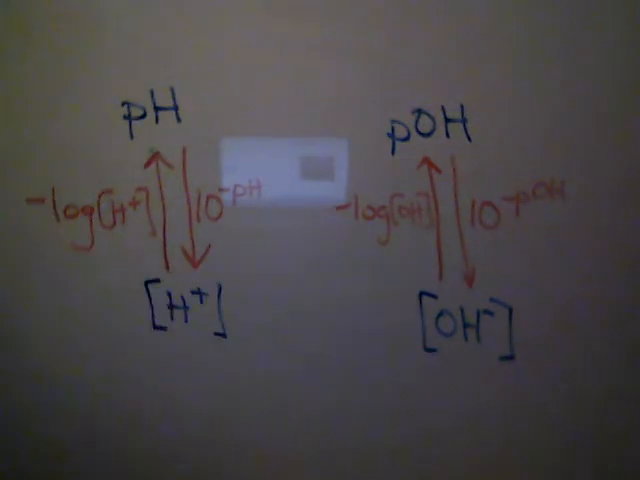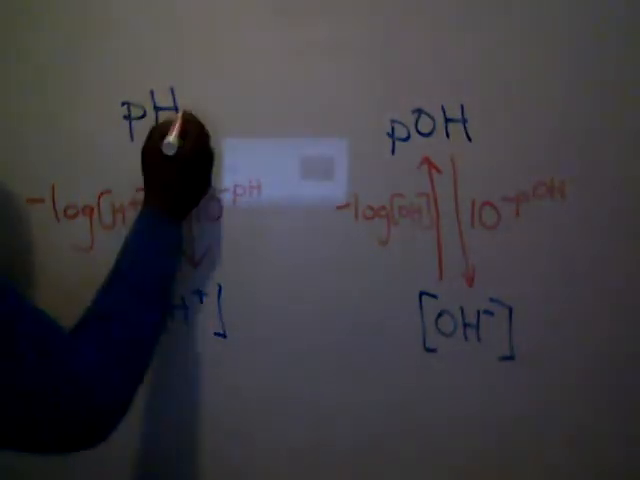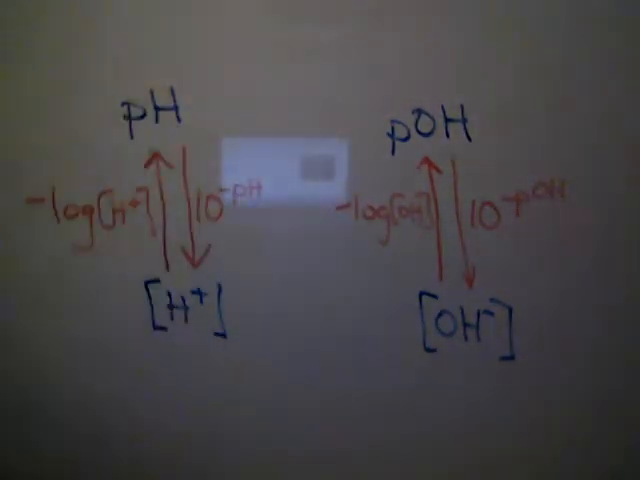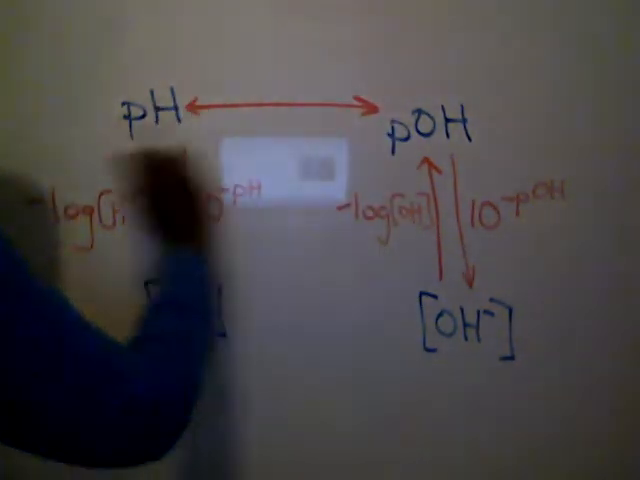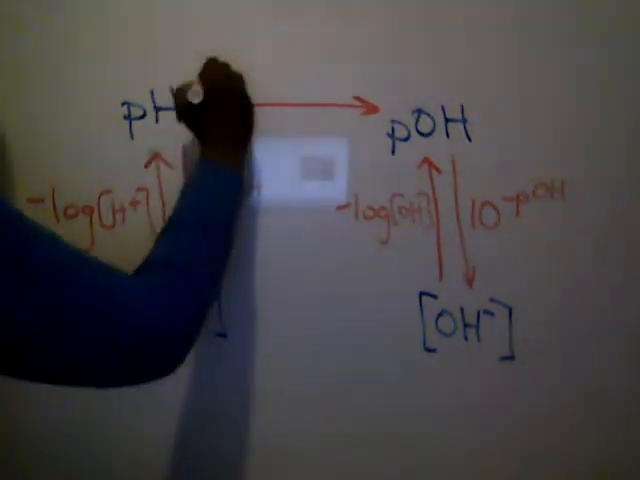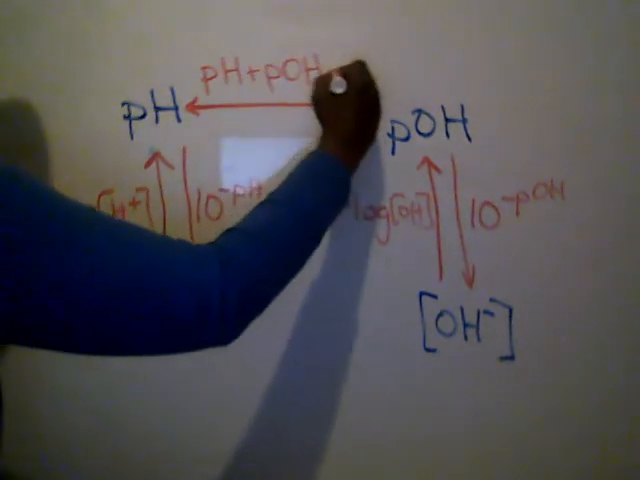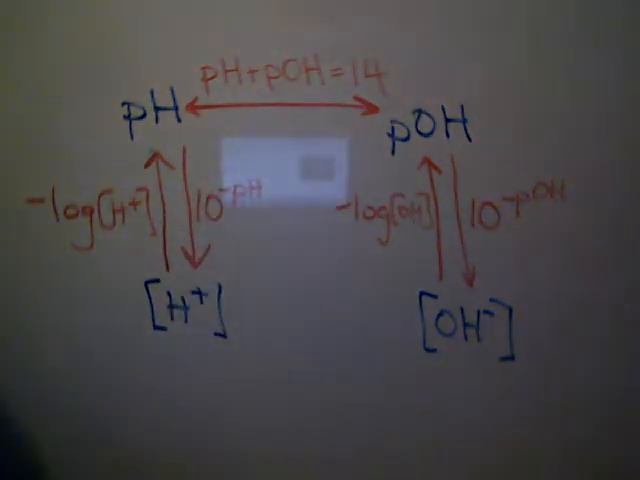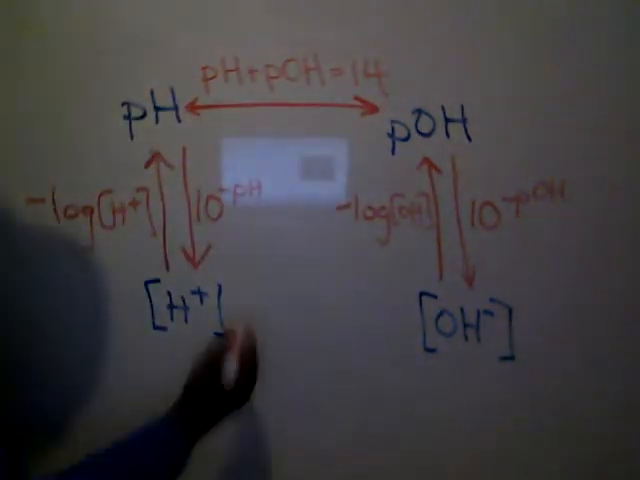Okay, so how do we convert between these two and these two? So for pH to pOH, if we know the pH of something, we can always find the pOH, and this is going to be a double arrow. We can go back and forth, as long as we keep in mind that pH plus pOH always equals 14. So if we know one of them, we can just subtract from 14 to get to the other.